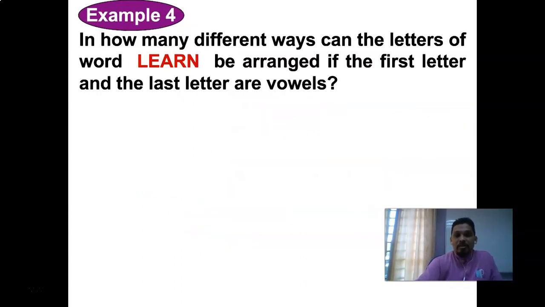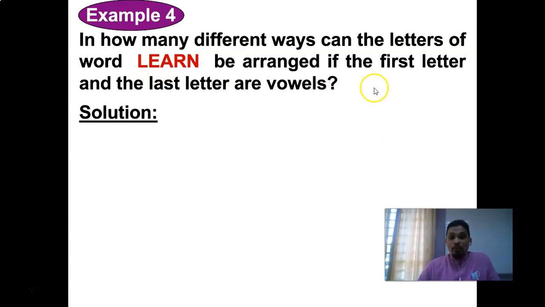In how many ways can the letters of LEARN be arranged if the first and the last letters are vowels? Okay, class, a vowel is A, E, I, O, U. And look at this one here, we have one E and one A. So there are 2 cases here.